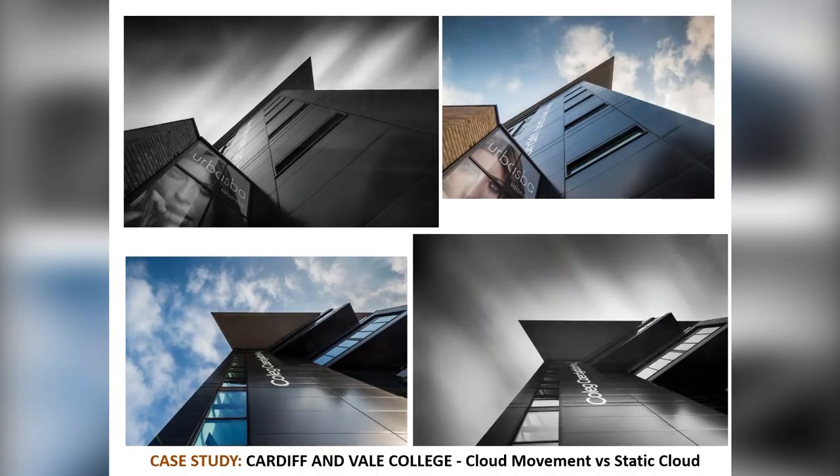Cloud movement against static cloud. You'll see I've got a couple of examples here taken at Cardiff and Vale College, and it quite clearly shows that there's a much stronger emphasis on the building profile and form with the longer exposures, because the clouds, they were very light clouds, as you can see. You don't need big, strong clouds to create cloud movement. Often, actually, you'll get some quite simple effects simply by white cloud against a blue sky, because that in itself will create contrast. So it's all you need.